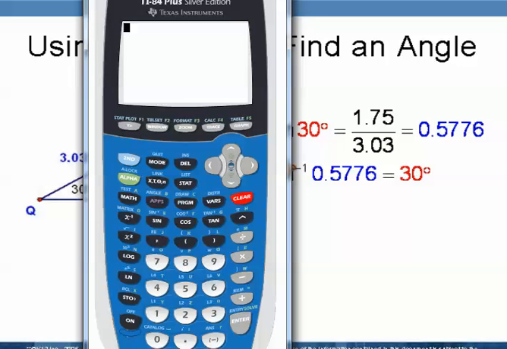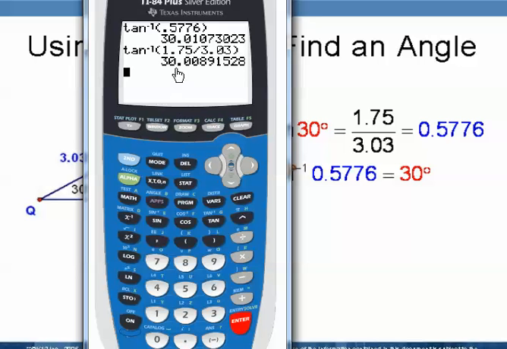What does that mean? Well, that means if I pull up a calculator like this and I look here, there's a tan button, but above it is an inverse of the tan. I can actually do an inverse tan of a value, 0.5776, and that gives me a 30-degree angle. I could take the inverse tan of that 1.75 divided by 3.03, and it should give me a 30-degree angle. Do you see how I'm getting that? Basically 30 degrees.